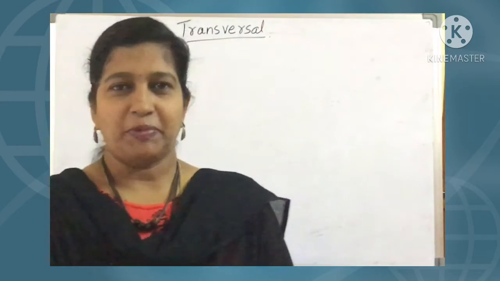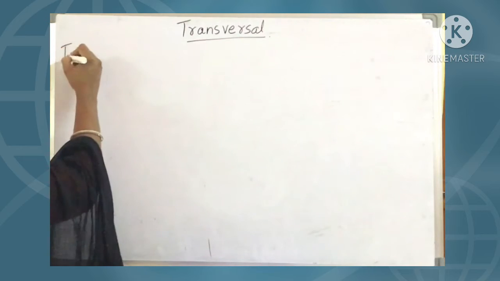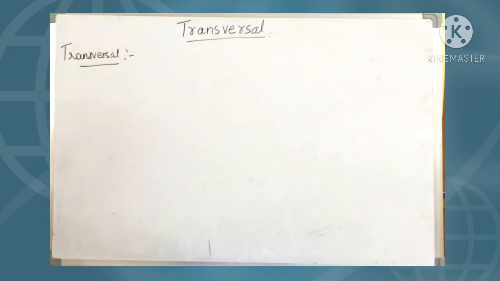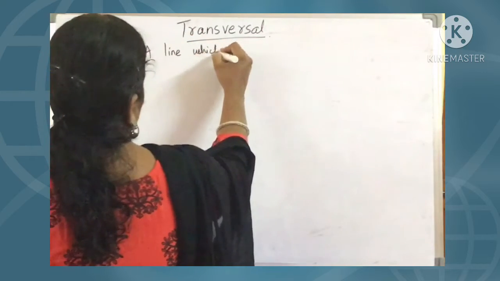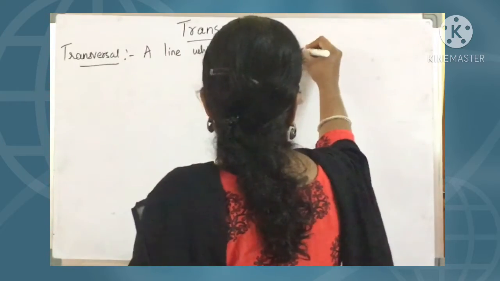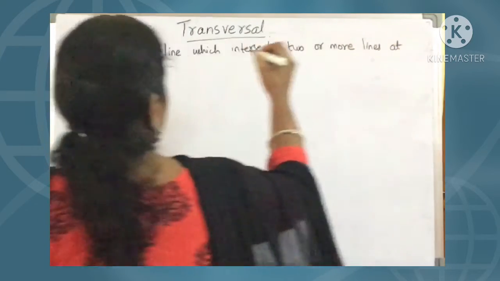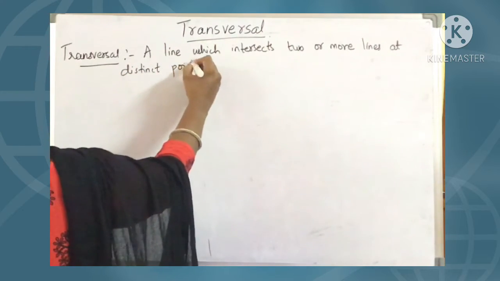In this video I am going to explain what a transversal is and what the angles made by the transversal are. So first, coming to the transversal, the definition is: a line which intersects two or more lines at distinct points. Distinct means different points.